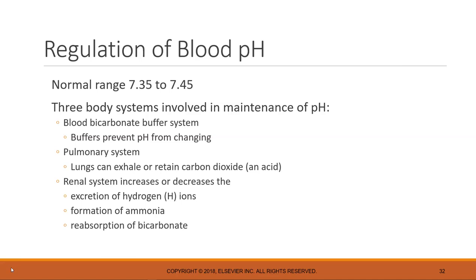Three body systems are involved in the maintenance of the pH. The blood bicarbonate buffer system. These are buffers that are present in your body that balance the pH and prevent the pH from changing too much. The pulmonary system, your lungs. You can exhale or retain carbon dioxide, which is an acid. And the renal system increases or decreases the excretion of hydrogen ions, which plays a crucial role in pH, formation of ammonia, NH3, and reabsorption of bicarbonate.